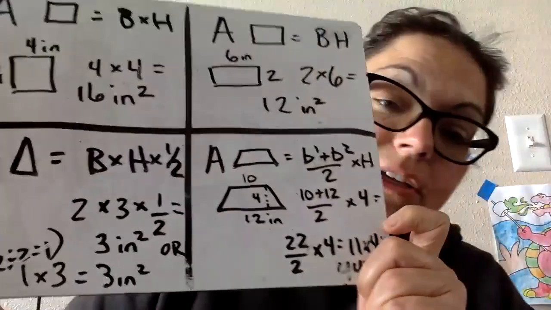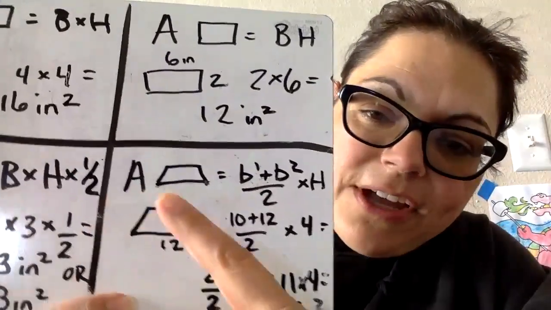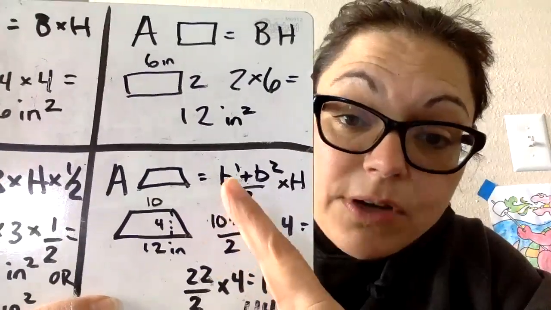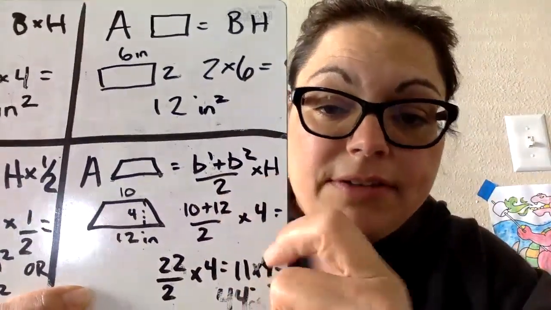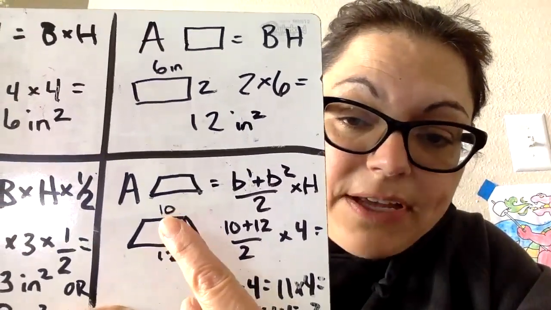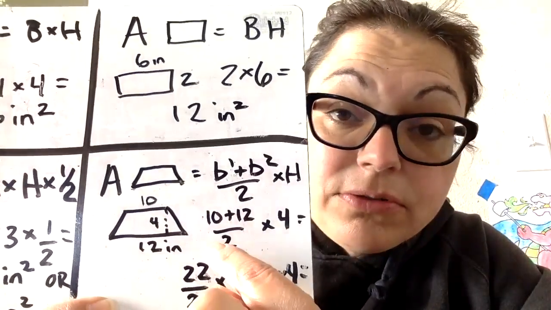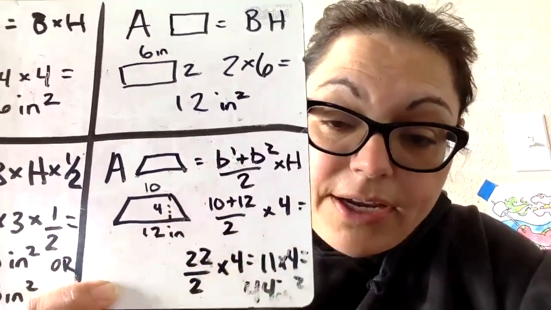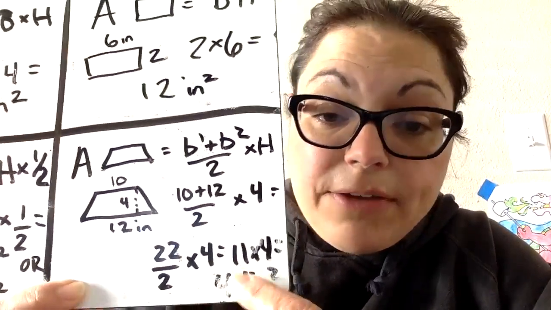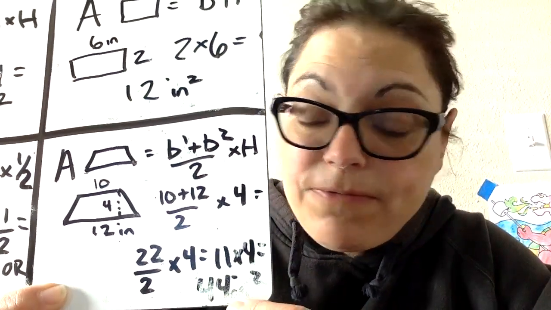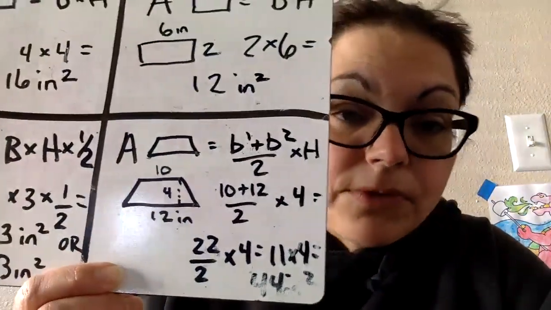And the last one was the trapezoid. So the area of a trapezoid, you remember, is base 1 plus base 2, and then all of that divided by 2, and then times height. So my base 1 here would be 10, and then plus 12, so 10 plus 12, and then that divided by 2, and then times 4, which is our height. So I'd have 22 divided by 2, which is 11, and then times 4, I would get 44, and that says inches squared. So, okay, that's area.